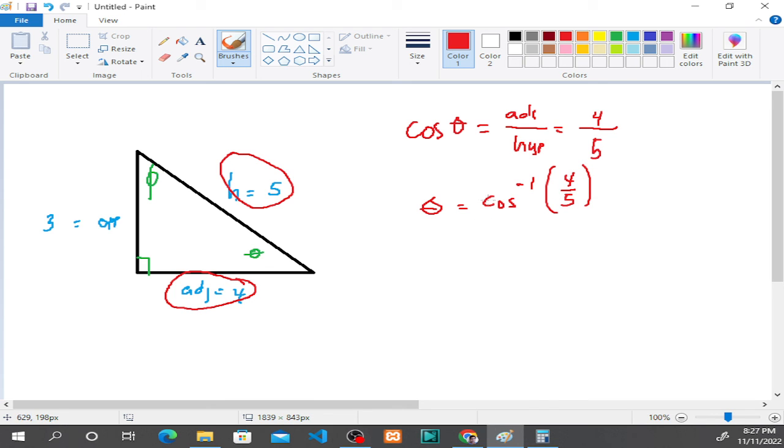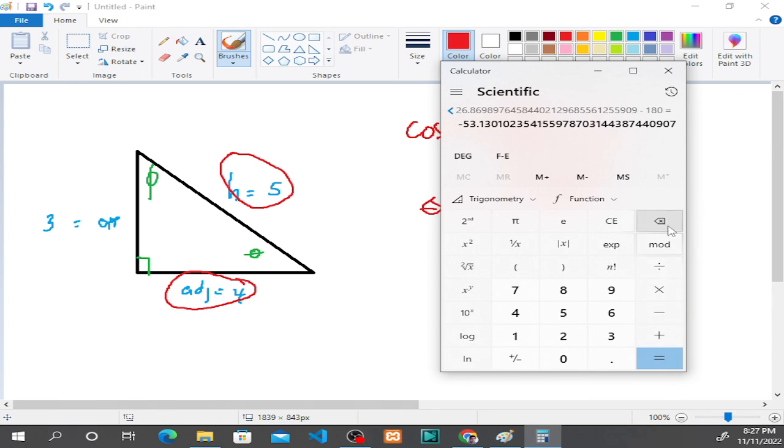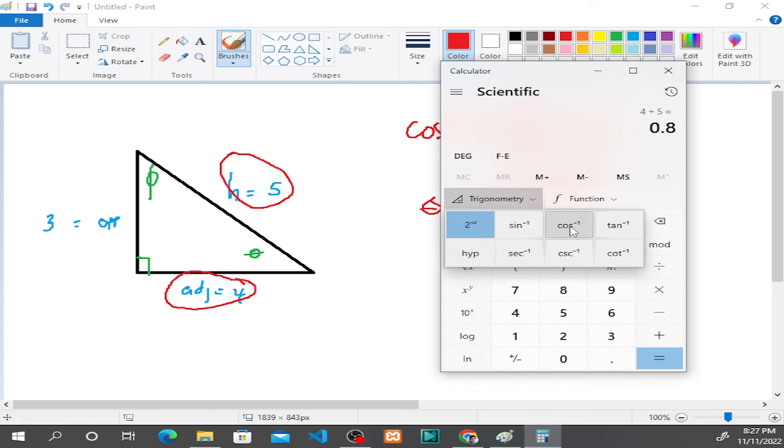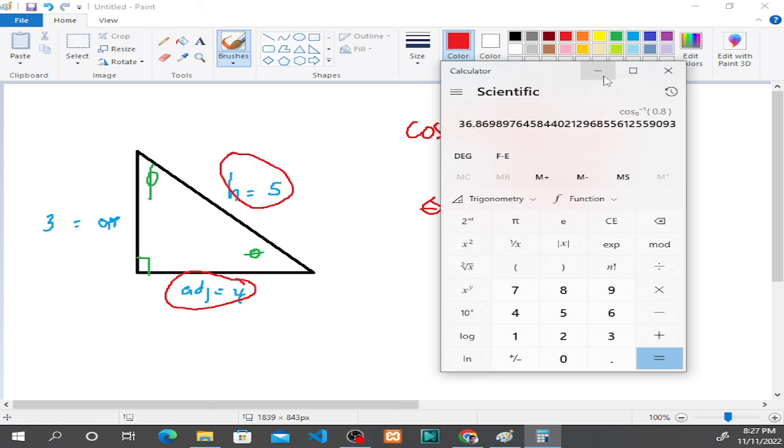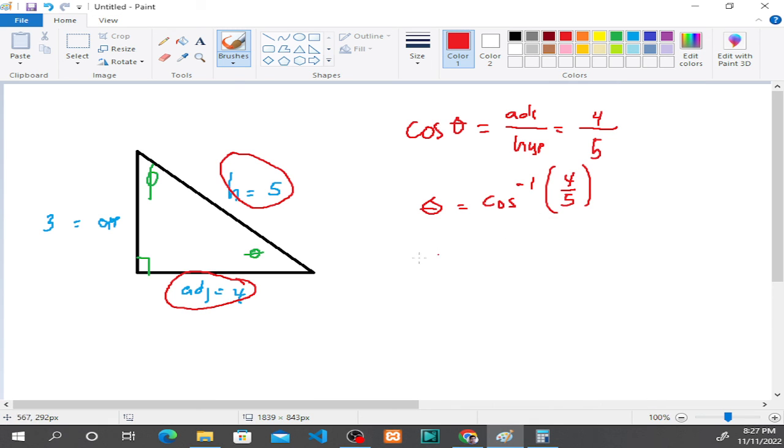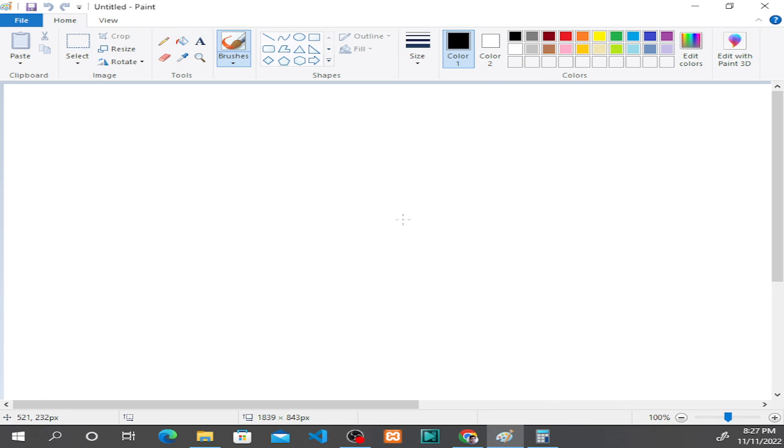We go to our calculator and figure out the value of that. That's 4 divided by 5, and then go here, second function, cos, and that's 36.86, which is equal to the value that we calculated earlier. So 36.86 degrees.